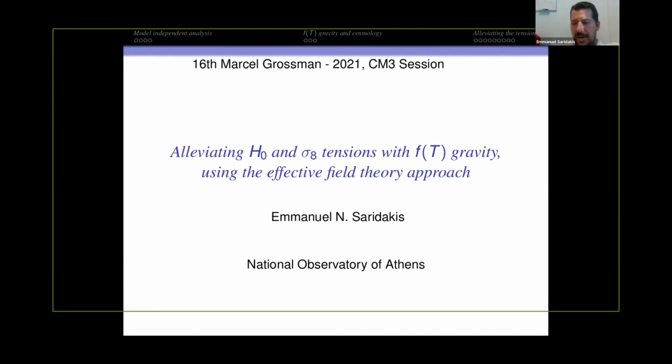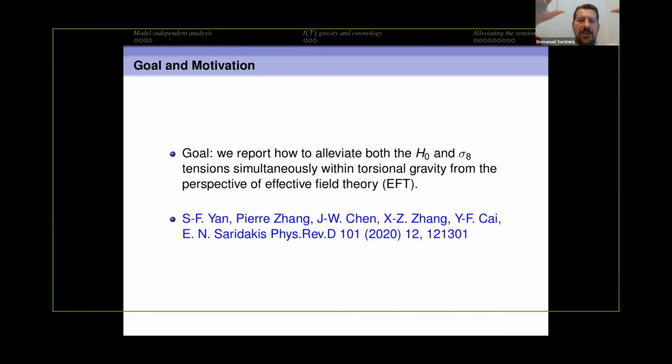Okay. So first of all, I would like to thank you, Juan, for giving me the opportunity to give this talk here in this session. I apologize, I could not follow the whole session because I was giving talks in other sessions. So we are going to present a possible way to alleviate both H0 and sigma 8 tensions through torsional modifications of gravity. And we are going to report on how we do that, first in a completely model-independent way, and then in the framework of f(T) gravity. And this is based on these research papers that we did.